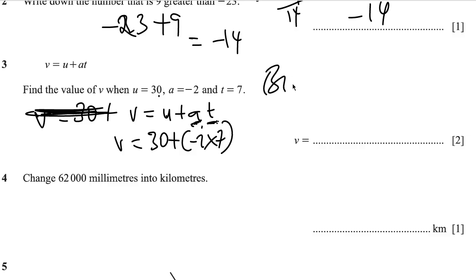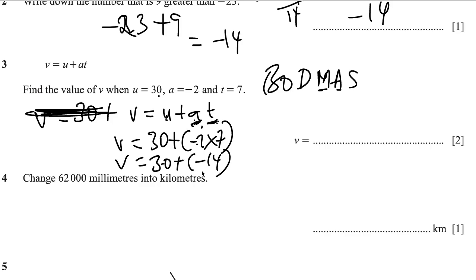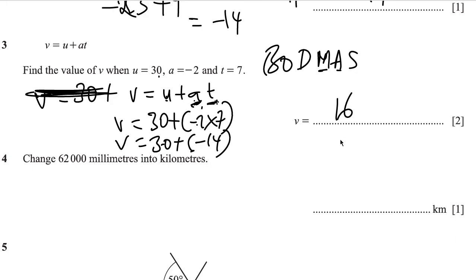According to the order of operations, multiplication comes before addition. So we multiply A and C before adding. Don't make the mistake of adding U and A. That's a big blunder. So V is equal to 30 plus negative 2 times 7, which is negative 14. So 30 minus 14, because plus negative is negative, is 16. So that's the value of V.